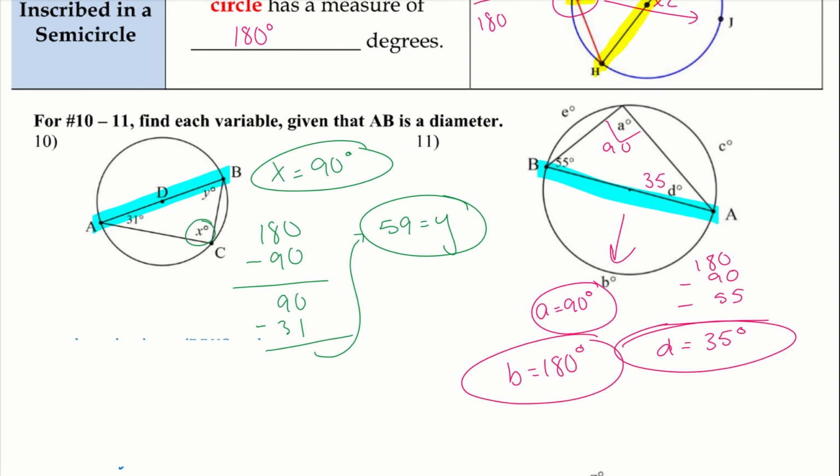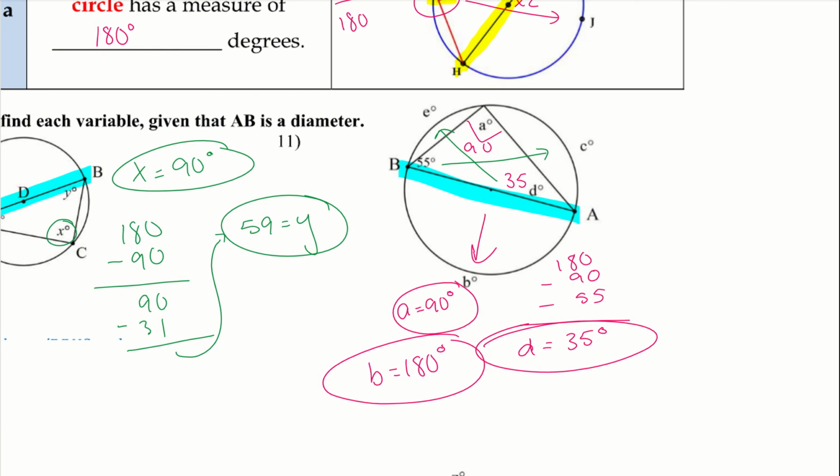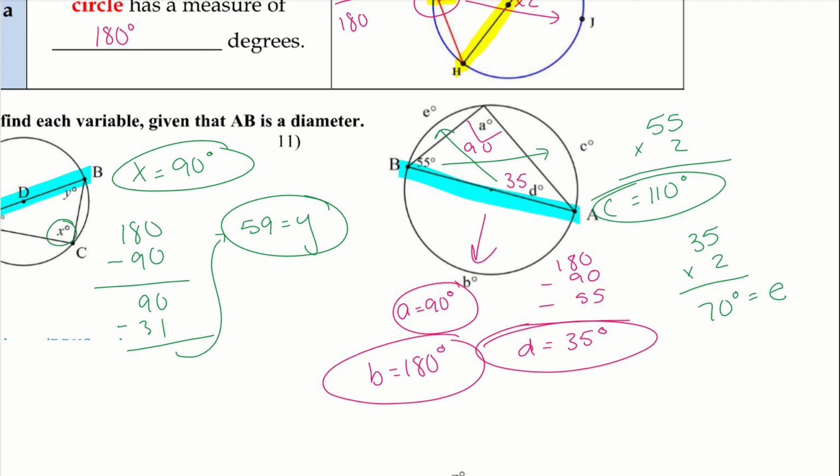All right, and then for C and E, we have other inscribed angles. So 55 degrees would go that way, and 35 degrees would go towards the E. So all we need to do here is multiply by 2 to get where we need. So 55 times 2, we will end up with 110 degrees, and so that's our C. And then our other angle is 35. Let's go ahead and multiply that one by 2. I'm going to get 70 degrees, which is my E, right? So 35 is opposite of the E there.